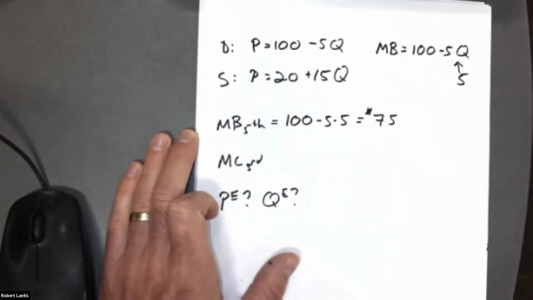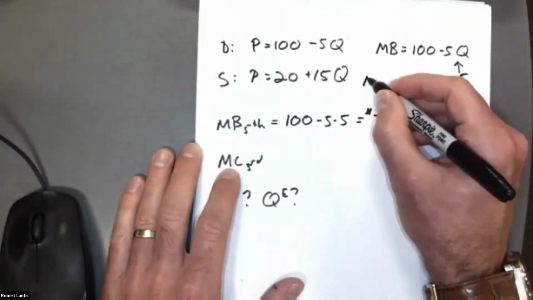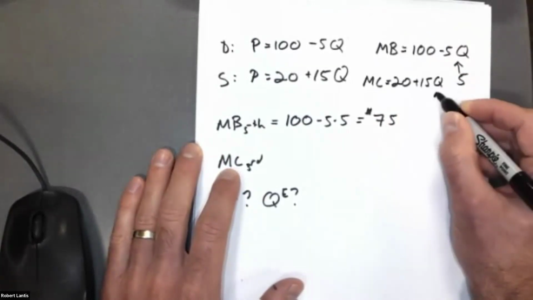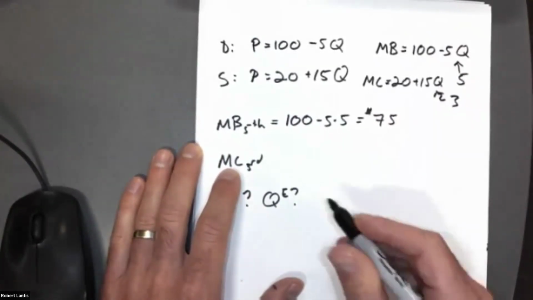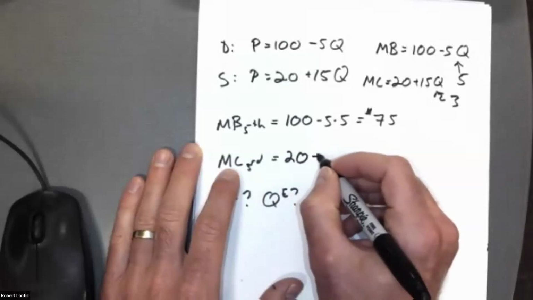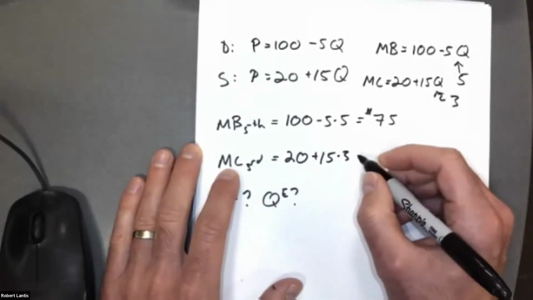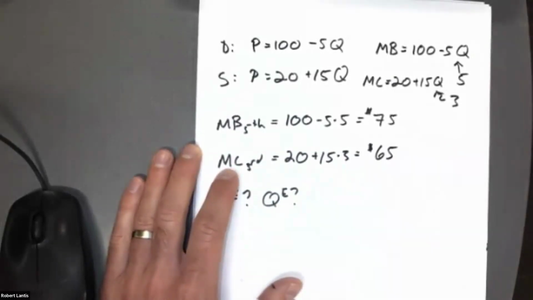$75. Okay. The marginal cost of the 3rd, well, remember we said supply, that price represents marginal costs. So all that would mean is plugging in that quantity you want to find the marginal cost of into your supply curve. So here we would have what? 20 plus 15 times 3. So it's going to be what? 30, 45 plus 20. So this should be 65.